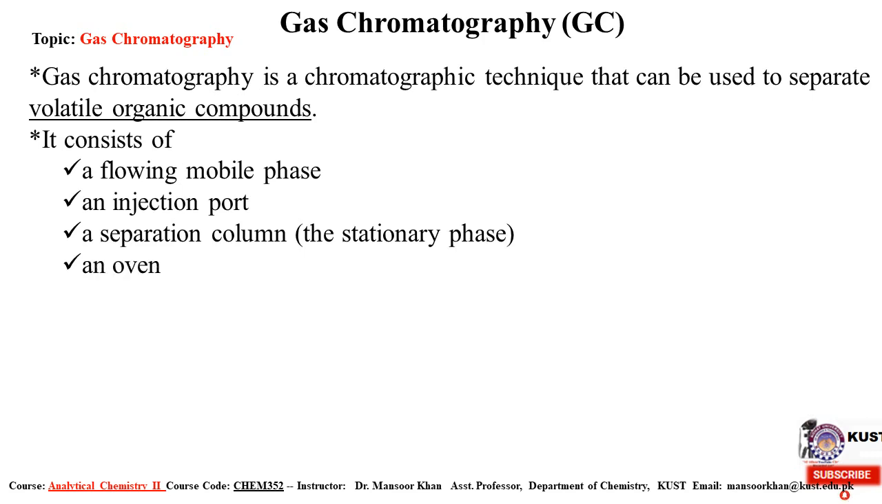An oven. As we have mentioned, in gas chromatography the samples are separated from each other when they are in gaseous state. So gas chromatography is a technique in which the samples are separated from each other when they are in volatile form. So an oven is necessary because it provides high energy to the columns where the samples are present in volatile form.